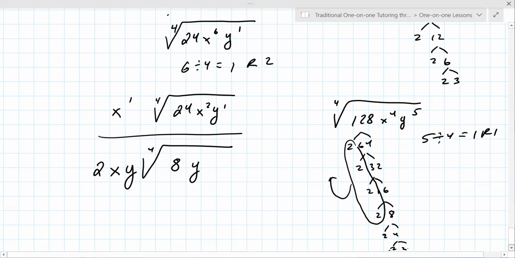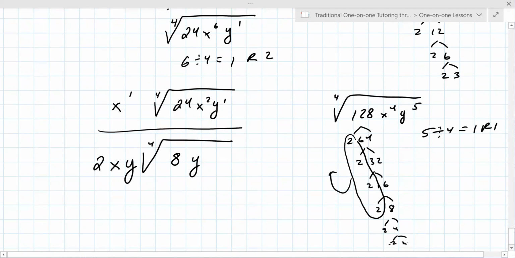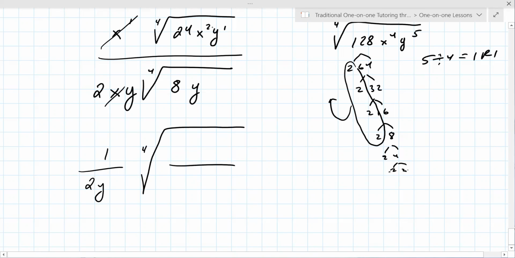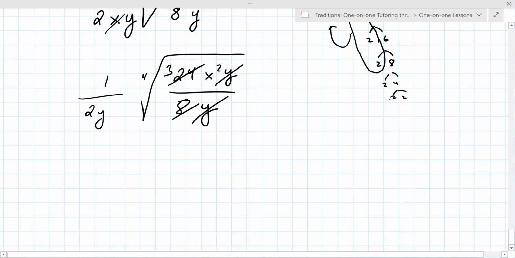Now on the left here, we still need to simplify this. The x's cancel. So it's 1 over 2y, and then it's the 4th root of, and we can put this stuff that's under the root back inside the root. You can see the y's cancel, and 24 divided by 8 is 3. So it becomes 1 over 2y, 4th root of 3x squared.